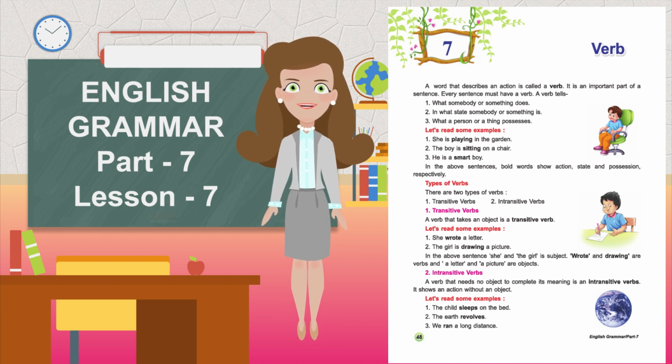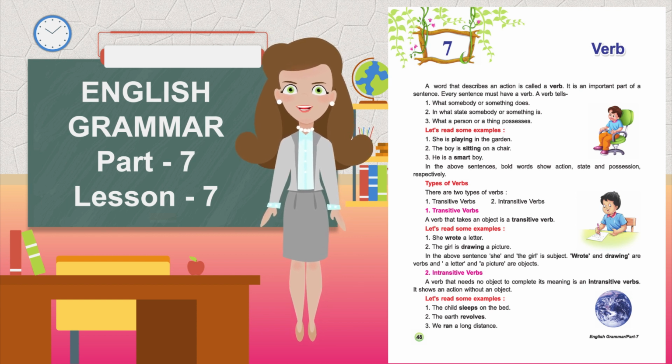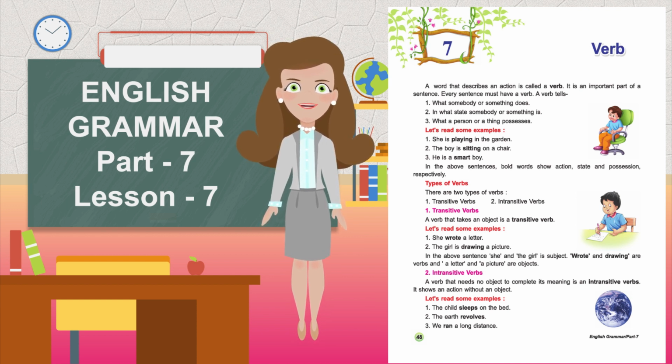She is playing in the garden. The boy is sitting on a chair. He is a smart boy. In the above sentences, the bold words show action, state, and possession respectively.